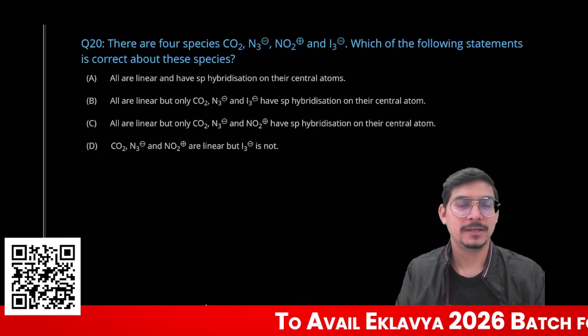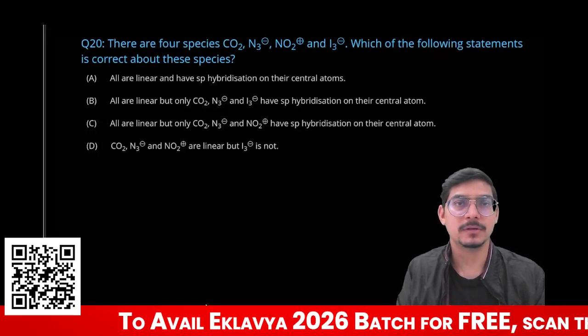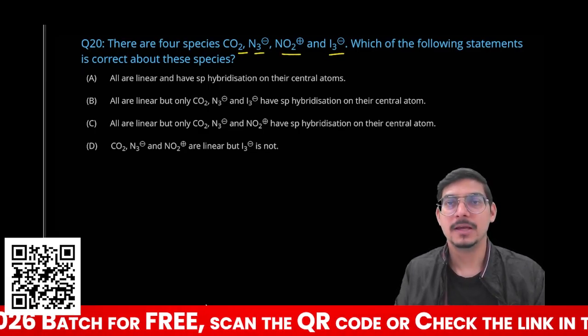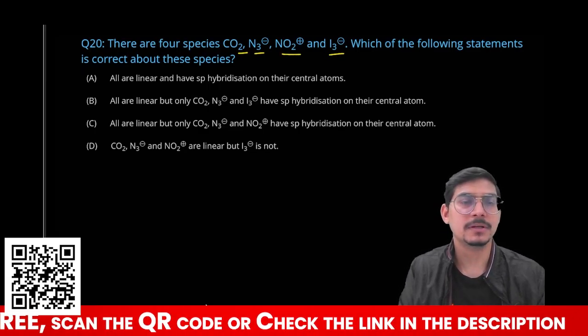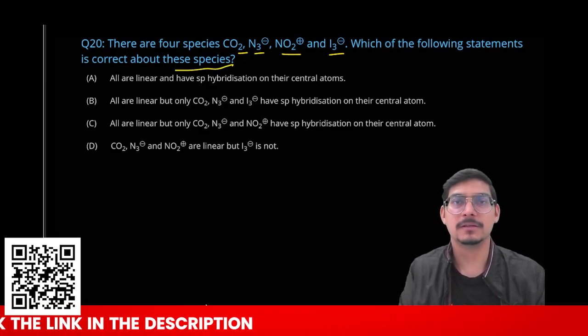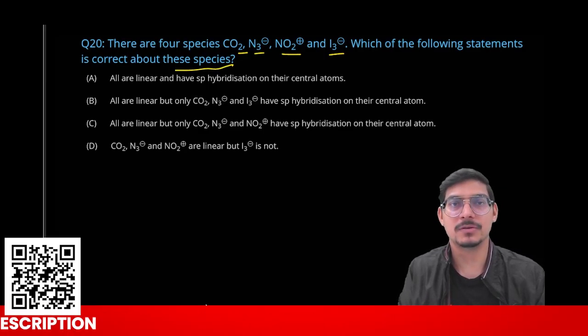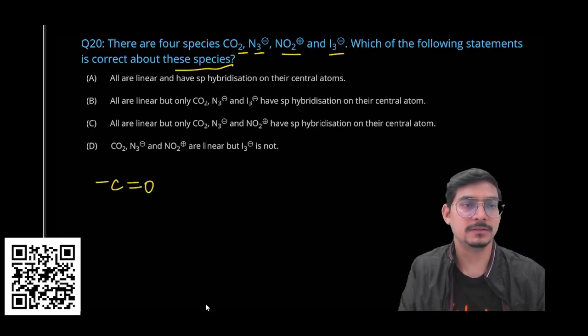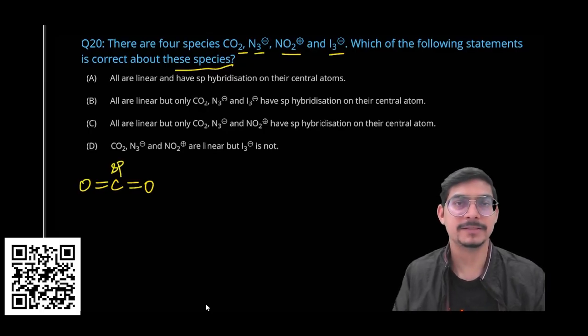Hi everyone. In this question, there are four species: carbon dioxide, N3 minus, NO2 plus, and I3 minus. And we have to tell which of the following statements is correct about these species. So beginning with carbon dioxide, its steric number is 2 because the 4 valence electrons on carbon are shared with 2 oxygen atoms. So carbon dioxide is a linear molecule with the hybridization of the central carbon being sp.